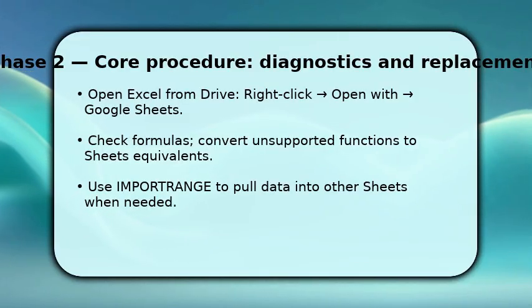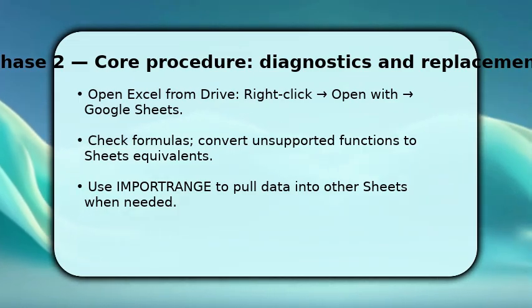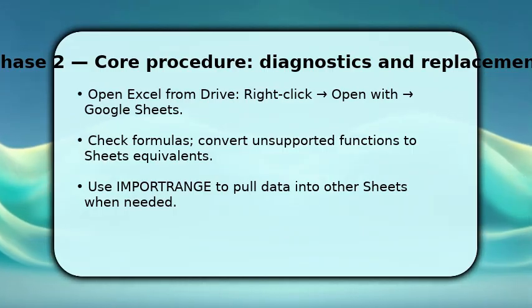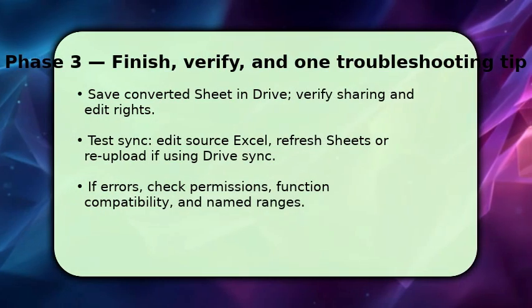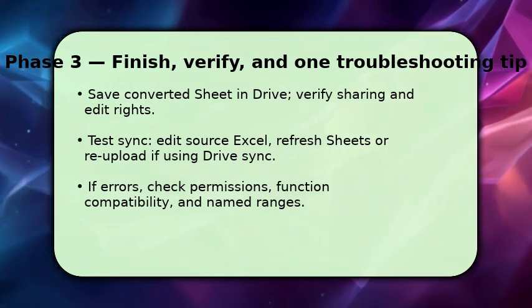If you want a live link back to a different Google Sheet, use IMPORTRANGE with the source sheet URL and range. Grant permissions when prompted. This keeps data synchronized and avoids manual copy-paste, which prevents drift. To finish, save the converted file in Drive and set sharing so collaborators have the correct access.